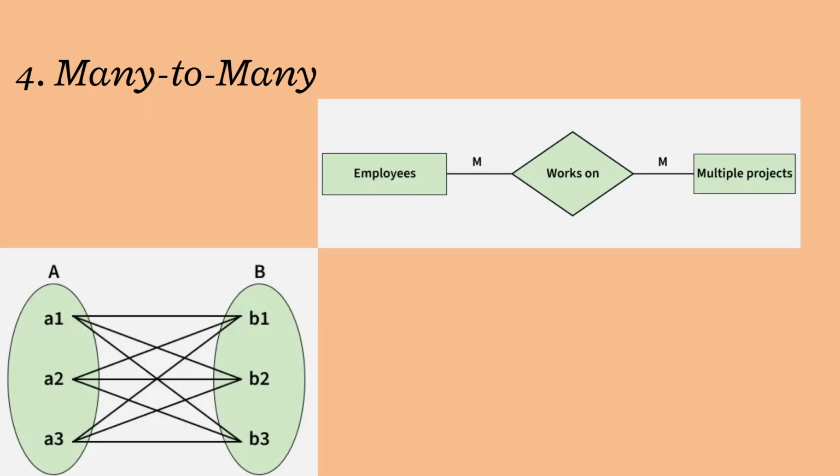The fourth one is many-to-many. As employees work on multiple projects, there can be any number of employees and any number of projects. The relationship between those two can be multiple. Below is the set representation of a many-to-many cardinality mapping.